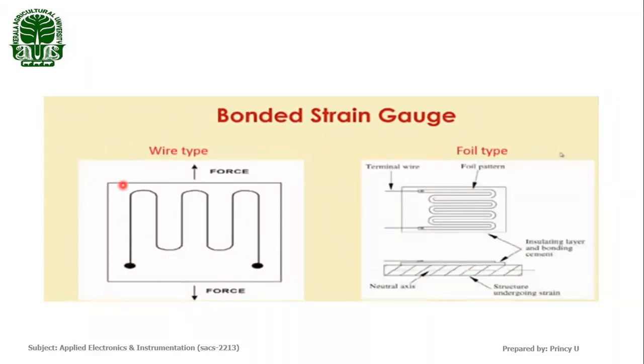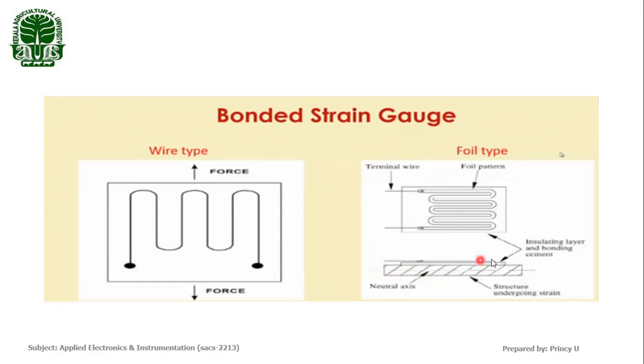Like this, if it is a wire, these gauges have a paper backing. Just a paper on which the wire is pasted. Just we are pasting or cementing that wire or foil on a paper backing, and this bond will be cemented to the surface whose stress or strain is to be measured.